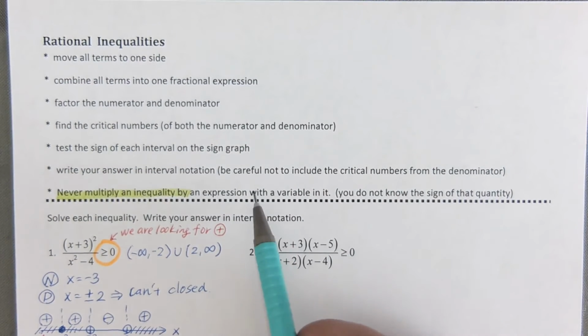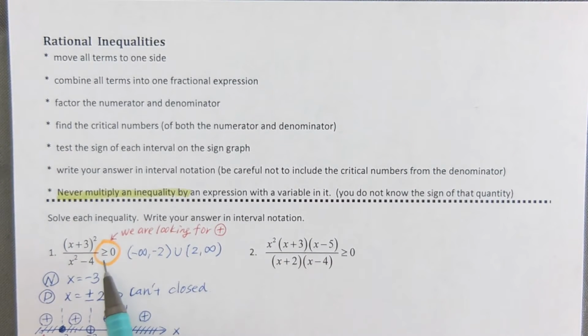And again, even if it's an equal to symbol like we have down here, we will never include what makes the denominator equal 0, even if it does say that.